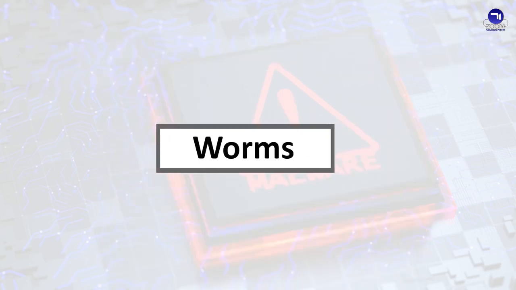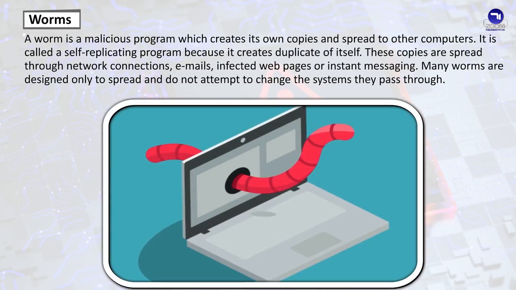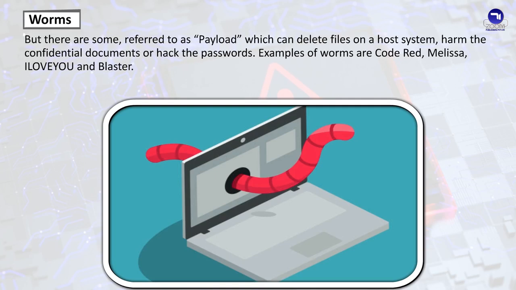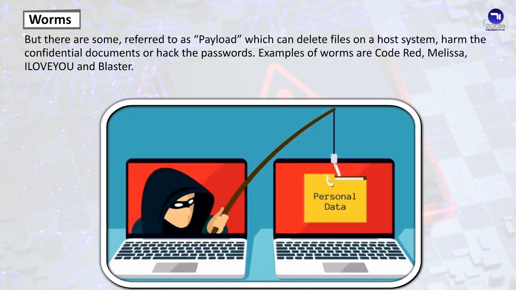Worms. A worm is a malicious program which creates its own copies and spreads to other computers. It is called a self-replicating program because it creates duplicates of itself. These copies are spread through network connections, emails, infected web pages, or instant messaging. Many worms are designed only to spread and do not attempt to change the systems they pass through. But there are some referred to as payload, which can delete files on a host system, harm the confidential documents, or hack the passwords.